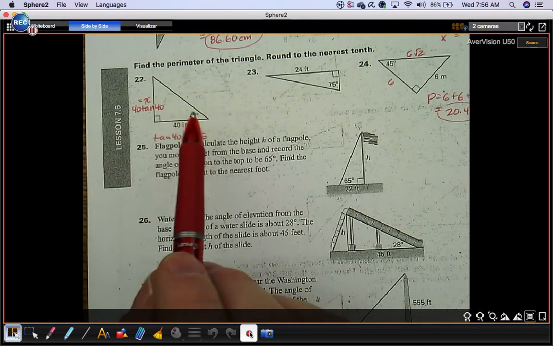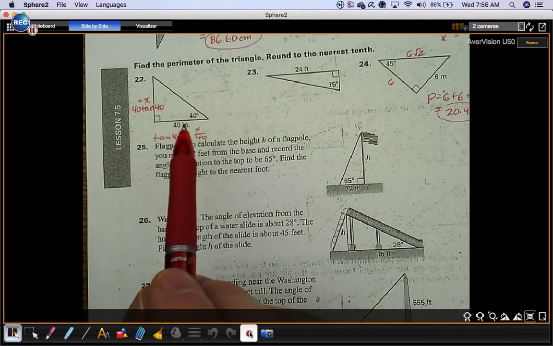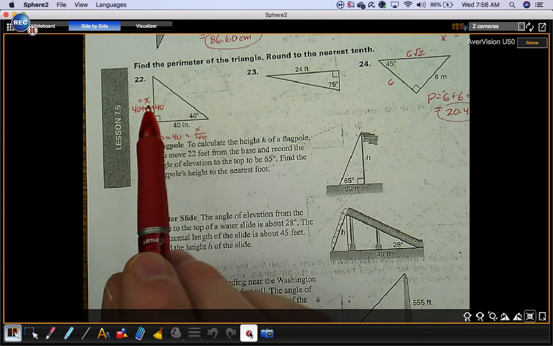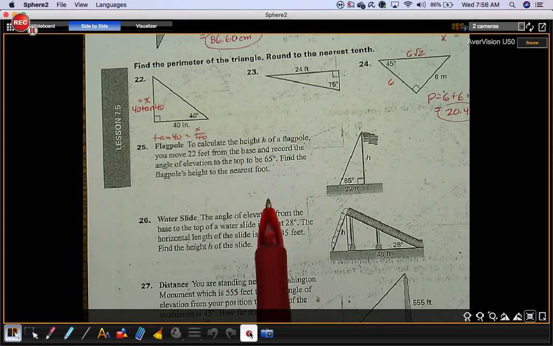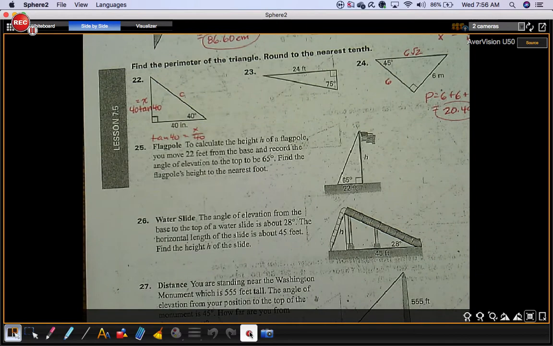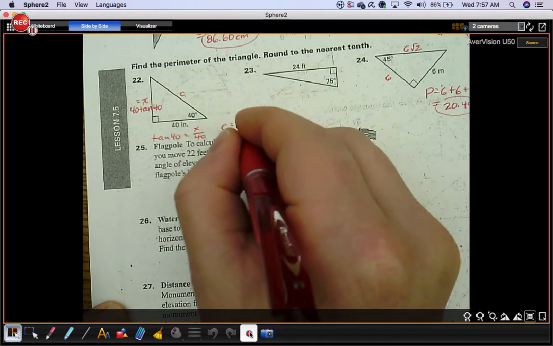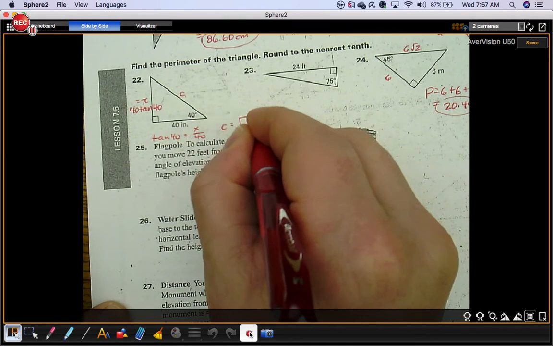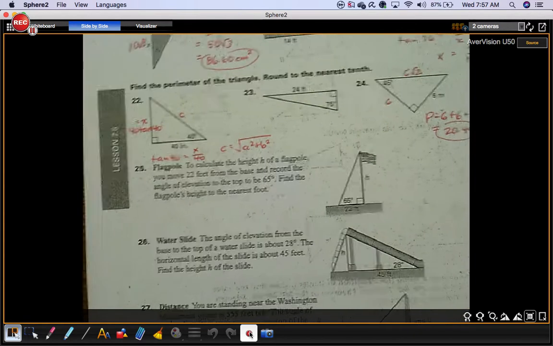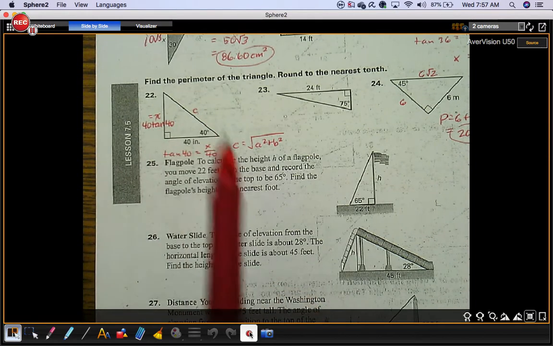How long is this side? Well, it's going to be this squared plus this squared, and then you take the square root of it. So remember how that goes. If I was to call that C, and we go back to the Pythagorean theorem, C is equal to the square root of a squared plus b squared. Okay, now a being this guy, b being this guy. Make sure you're using the exact answers.